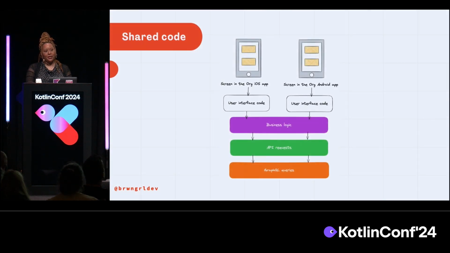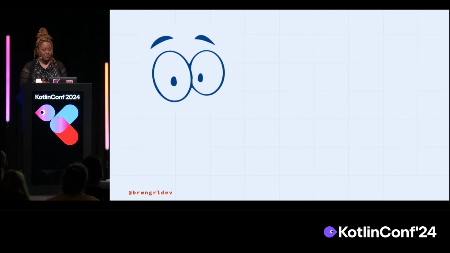And what ended up happening? Well, the team settled on sharing business logic and then the common pieces that would power it, like our GraphQL queries and mutations, API requests, domain models, etc. And then for the UI, they had separate stacks using SwiftUI and Jetpack Compose. And this worked out really well for us. And it stayed like that for a while.